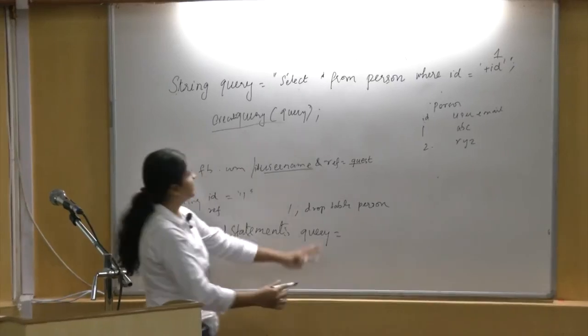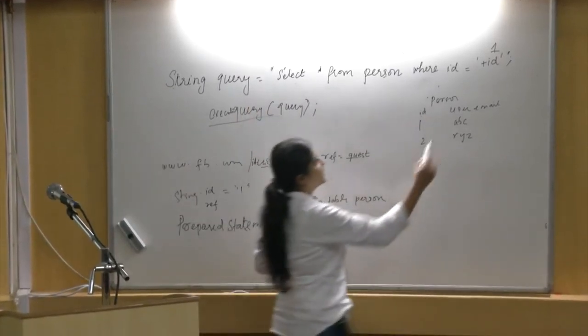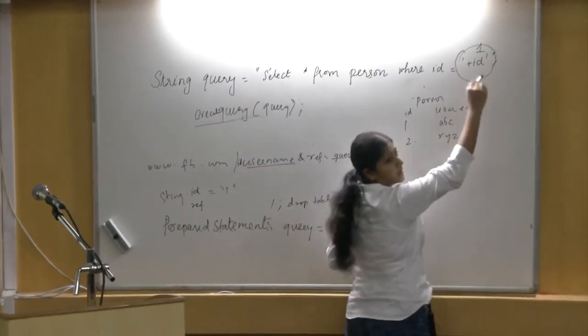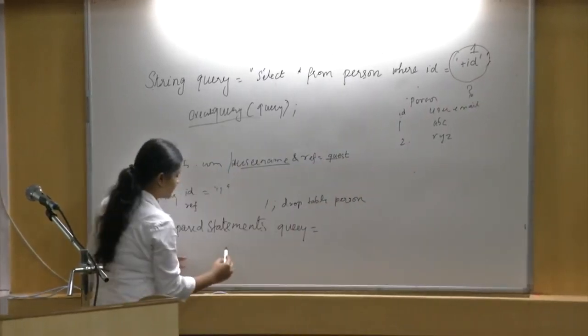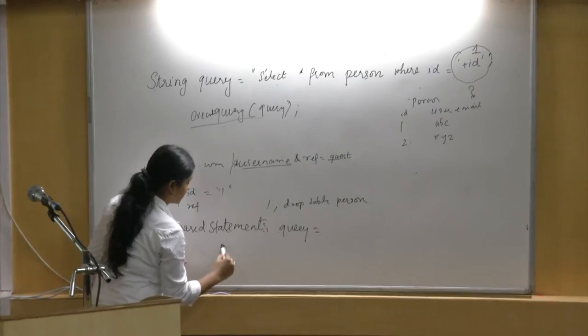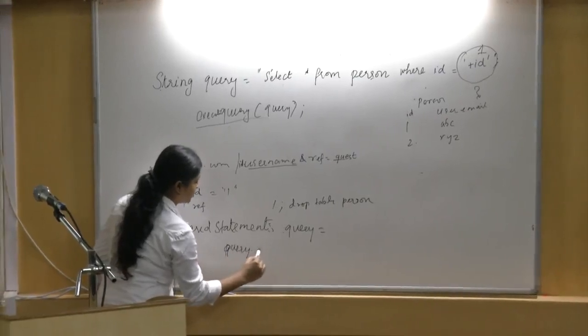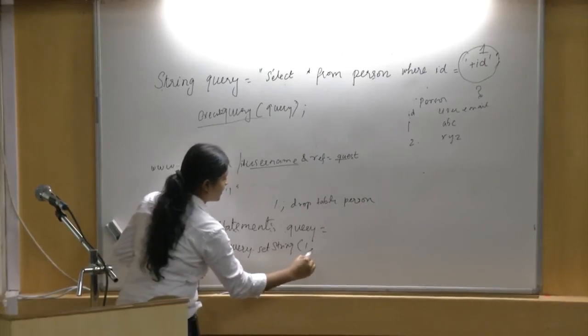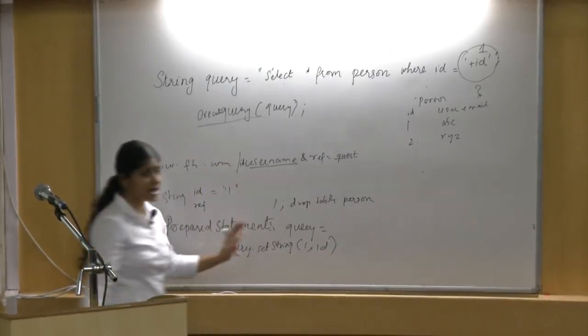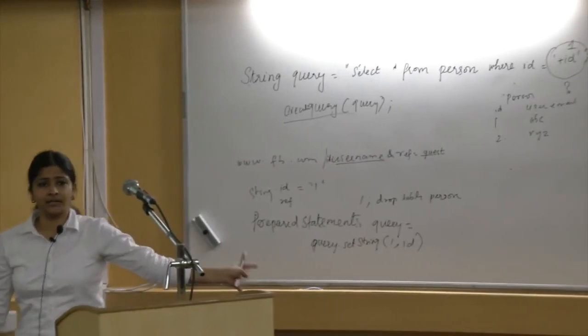PreparedStatement query equal to, write this, and instead of passing the variable here, you put a question mark. Then write query.setString(1, id). So what Java does is it pre-compiles it, it converts everything into literals. So you cannot do SQL injections.